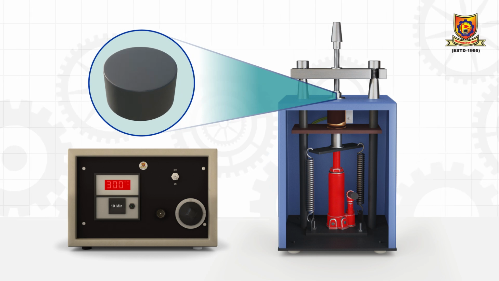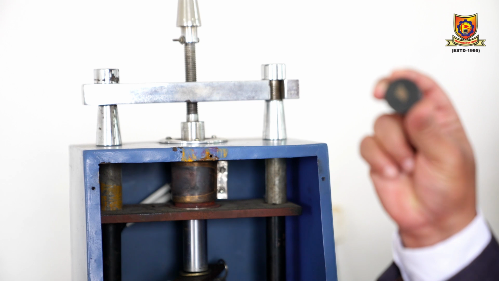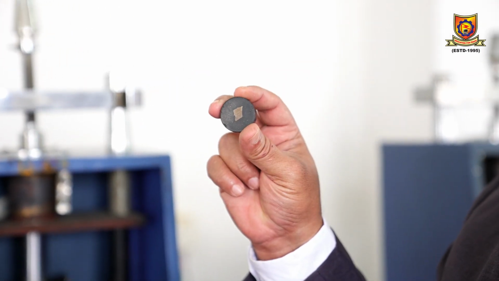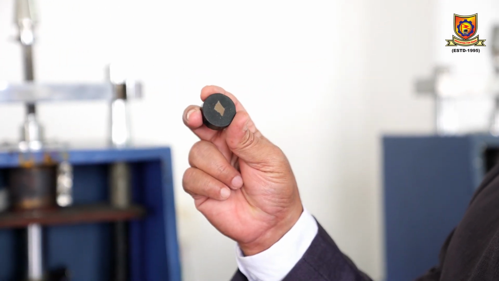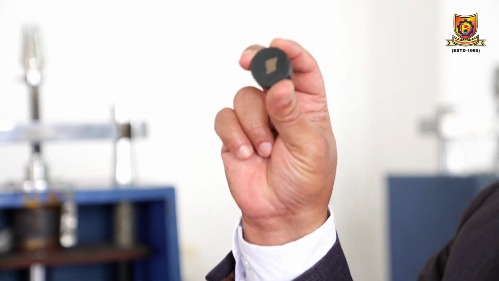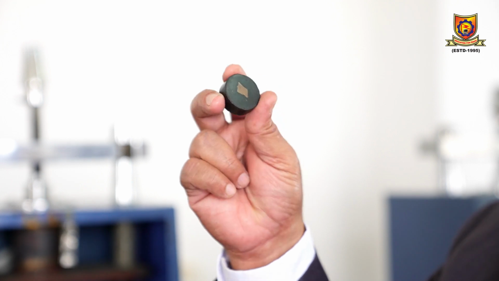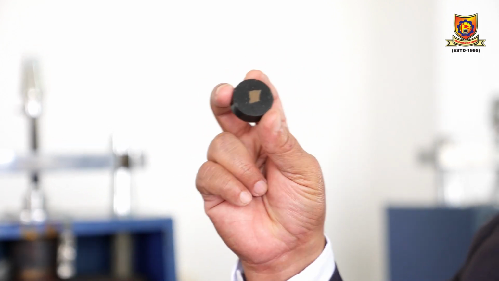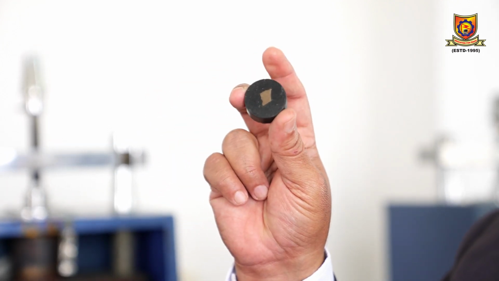Once it is solidified, the specimen is taken out of this press and it looks like this. Now our specimen is embedded within the background material. The background material is a thermosetting resin, it is Bakelite.